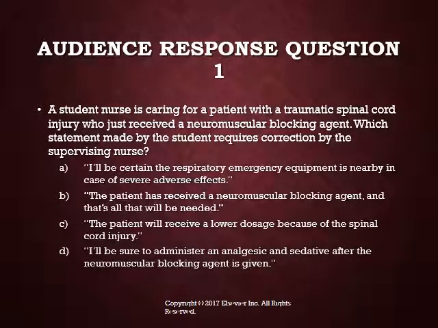The student nurse is caring for a patient with a traumatic spinal cord injury who just received a neuromuscular blocking agent. Which statement made by the student requires correction by the supervising nurse? A. I'll be certain the respiratory emergency equipment is nearby in case of a severe adverse effect. B. The patient has received a neuromuscular blocking agent and that's all that will be needed. C. The patient will receive a lower dosage because of the spinal cord injury. Or D. I'll be sure to administer an analgesic and sedative after the neuromuscular blocking agent is given. So the question is asking which statement made by the student requires correction. So which one is not correct?